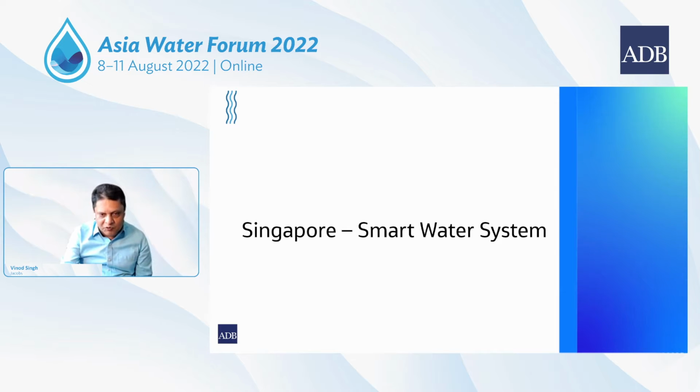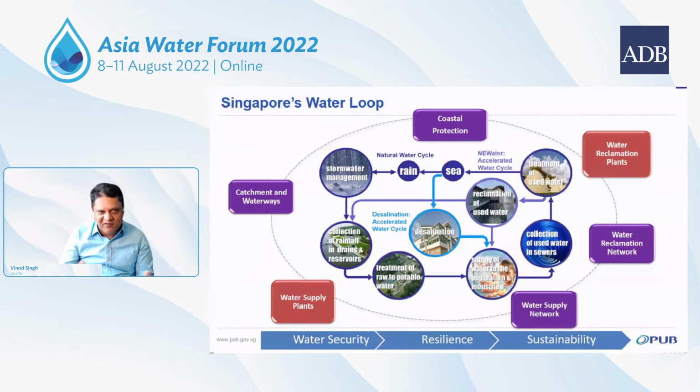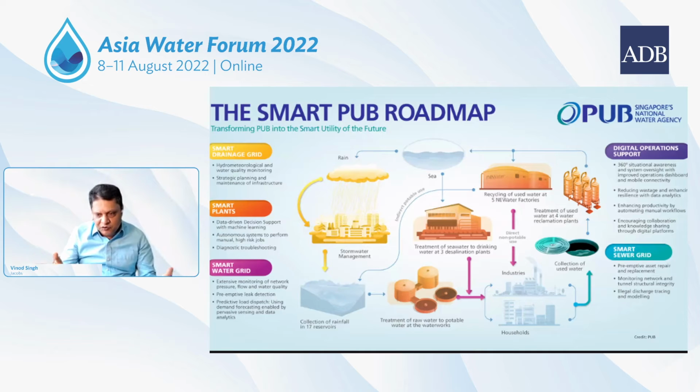I'll just go to the Singapore water system as such. In Singapore, we have a very closed loop. In fact, we have accelerated the whole water cycle by using desalination and also using the recycle and reuse facilities. Singapore came out with this water map a few years back. Again, this is not to talk about how Singapore has been doing, but the idea is that each utility should have its digital roadmap and identify how, where, and what they want to digitalize.